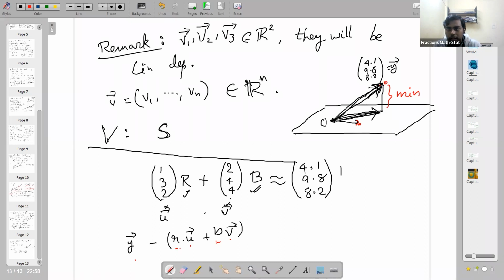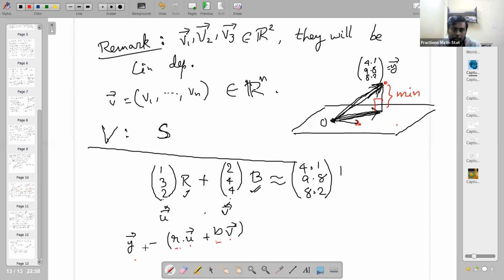This is a point and you want to minimize the distance between this point and this plane. So if you want to minimize the distance, you should measure the distance perpendicular to the plane, right? So this angle should be a right angle. This should be a 90-degree angle, right?